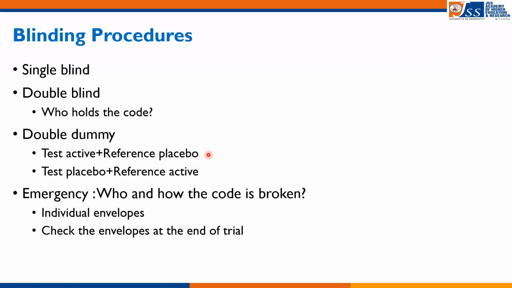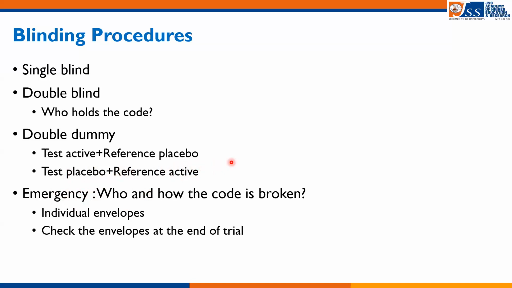The blinding procedures, which I mentioned earlier: a single blind is nothing but only the patient doesn't know whether he's taking the drug or a placebo. Double blind, even the patient and the caretaker or the paramedic will not know whether it is the drug or the placebo because both of them look the same. In some cases we use something called double dummy, where in one group we have test active, reference placebo, and the reverse of it, you have test placebo and reference active. In cases of emergency, for example, the person is being administered with something, the person has serious adverse events.